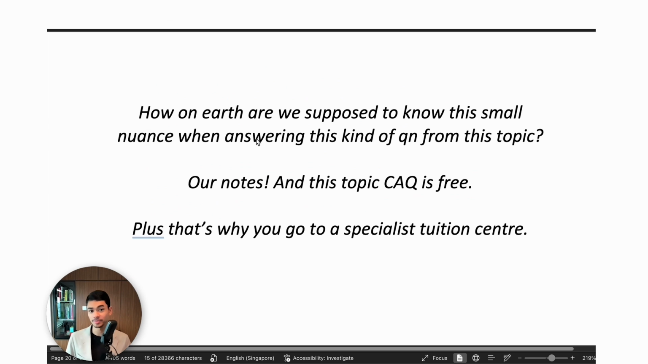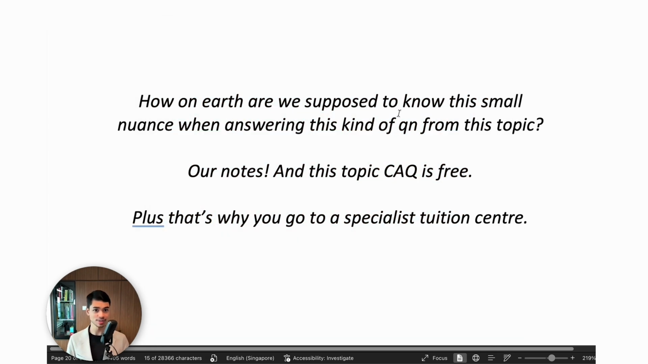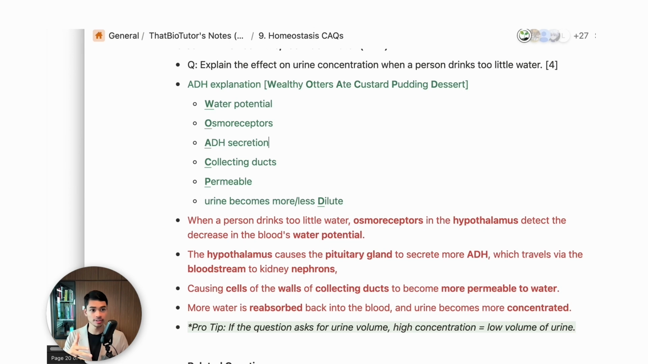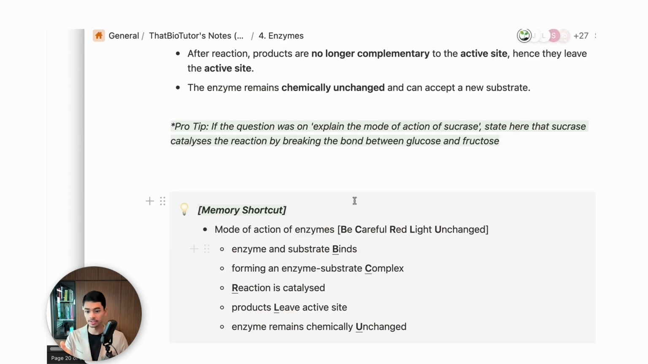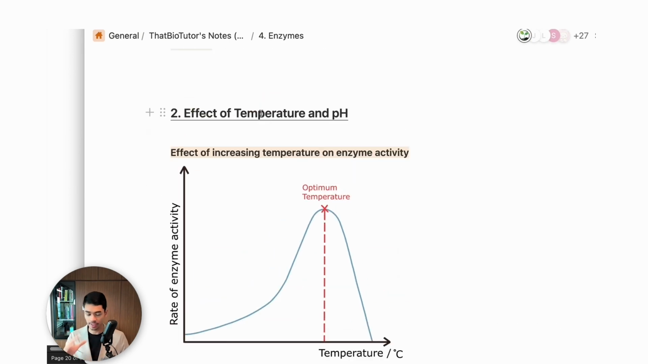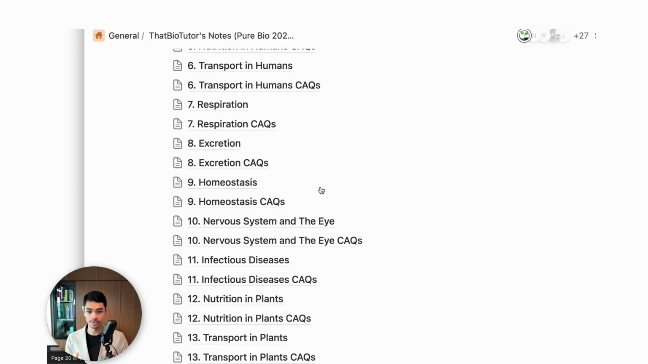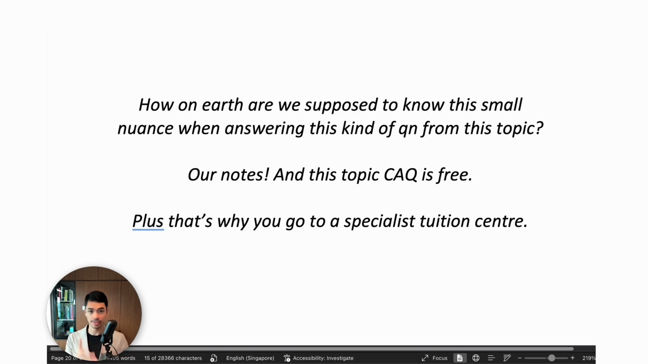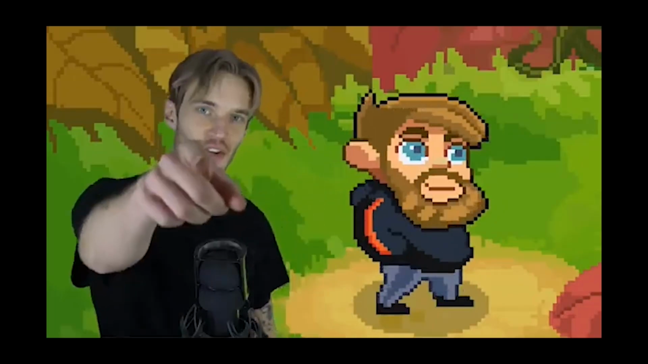Okay, at this point you might be a bit panicking. How on earth are we supposed to know this kind of small nuance and small detail when answering these kinds of questions from various topics? Okay, and the first way to solve this problem is our notes. Okay, our full topical notes. See, this one is a topical content notes, right? For every topic it is free and available to the public. And for topics 1 to 6, like transport in humans, which is topic 6, it is free to the public also. And that's a great price.